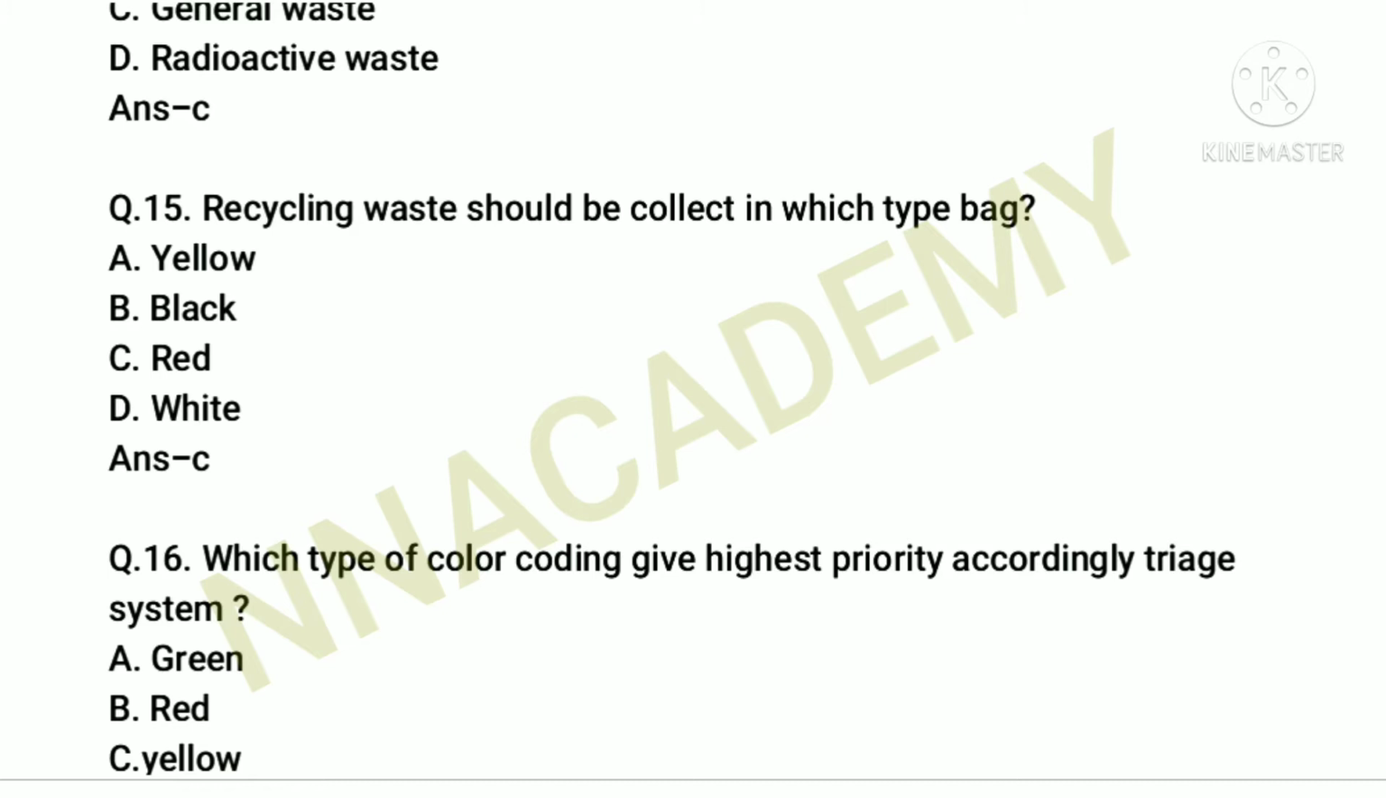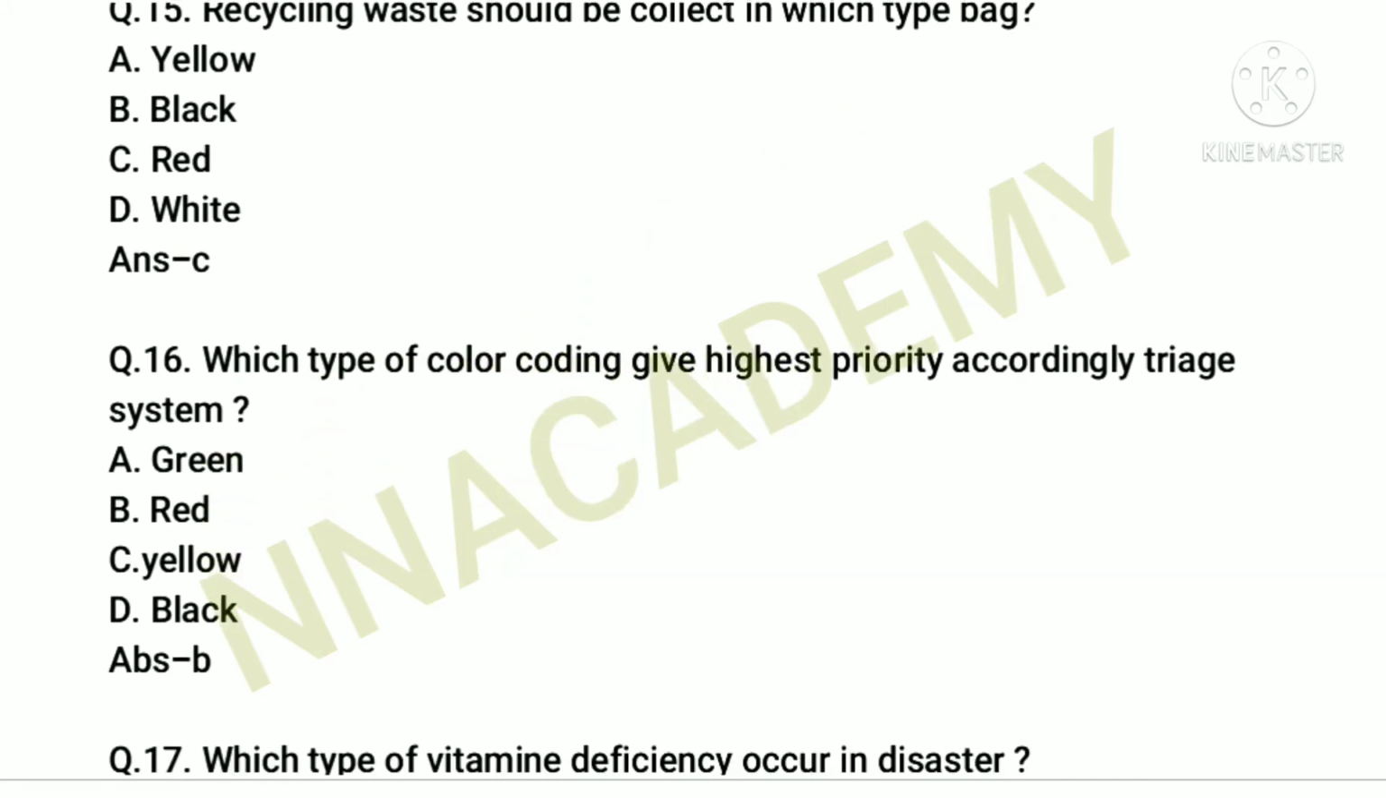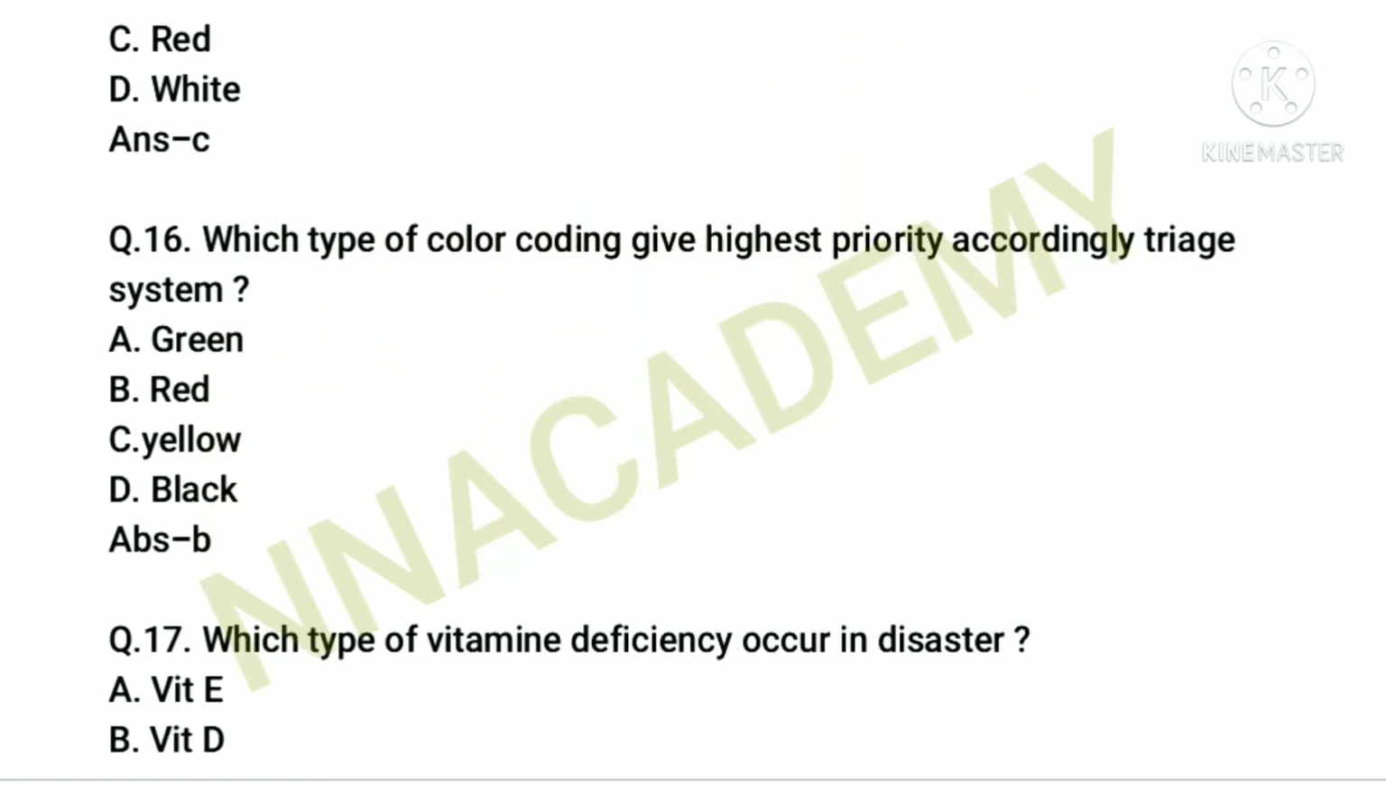Recycling waste should be collected in which type of bag? Option A yellow, option B black, option C red, and option D white. So the right answer is C, red. Recyclable waste should be collected in a red bin.